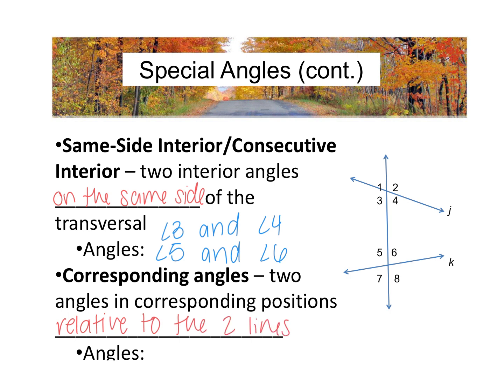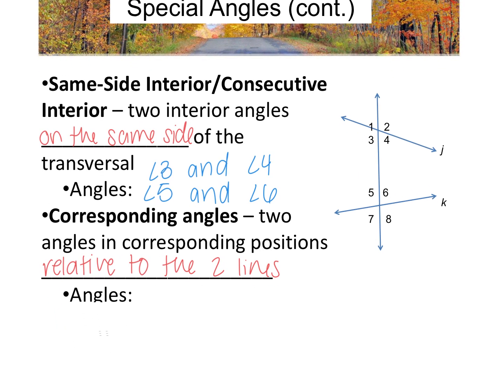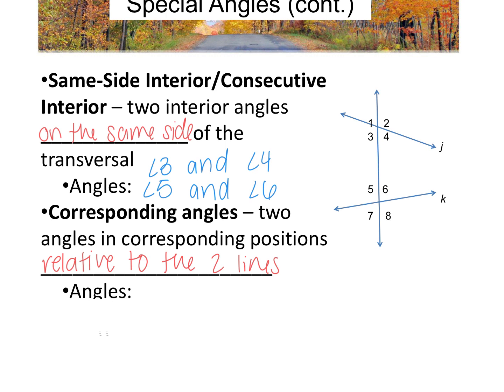Okay. So they have to be in the same position relative to the 2 lines. So here are my 2 lines, right here and right here. I'm looking for the angles that are in the same position. So can someone give me one pair?